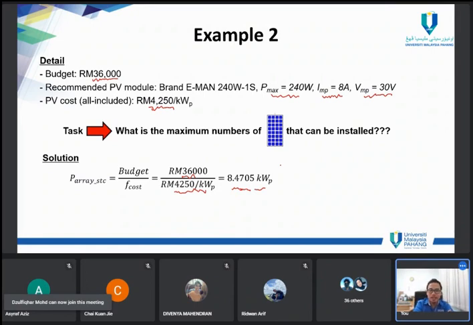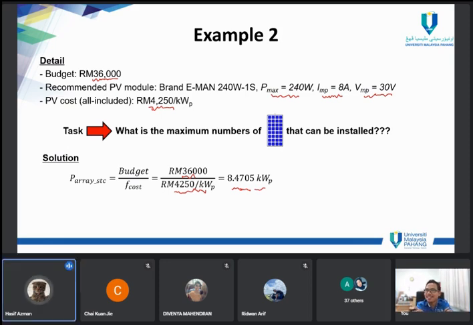See, now we know already the kilowatt peak. So what's next? They're asking what is the maximum number of modules that can be installed. So what is the solution? After we get 8.4705, what should we do? Hasif. Yes, Doctor. What should we do after this? Where should we go? Ini bahagian Doctor. Bagi dengan? Bagikan dengan dia apa? Teka je.